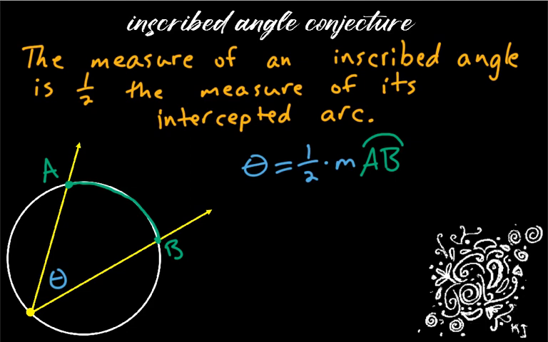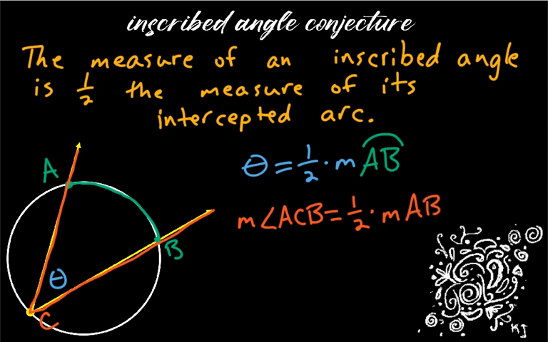So we have that very important inscribed angle conjecture. And you could also think of it this way. If we have this angle right here, and let's label this point C down here, then measure of angle ACB is equal to 1/2 times the measure of arc AB. Those are two ways of saying the same thing.